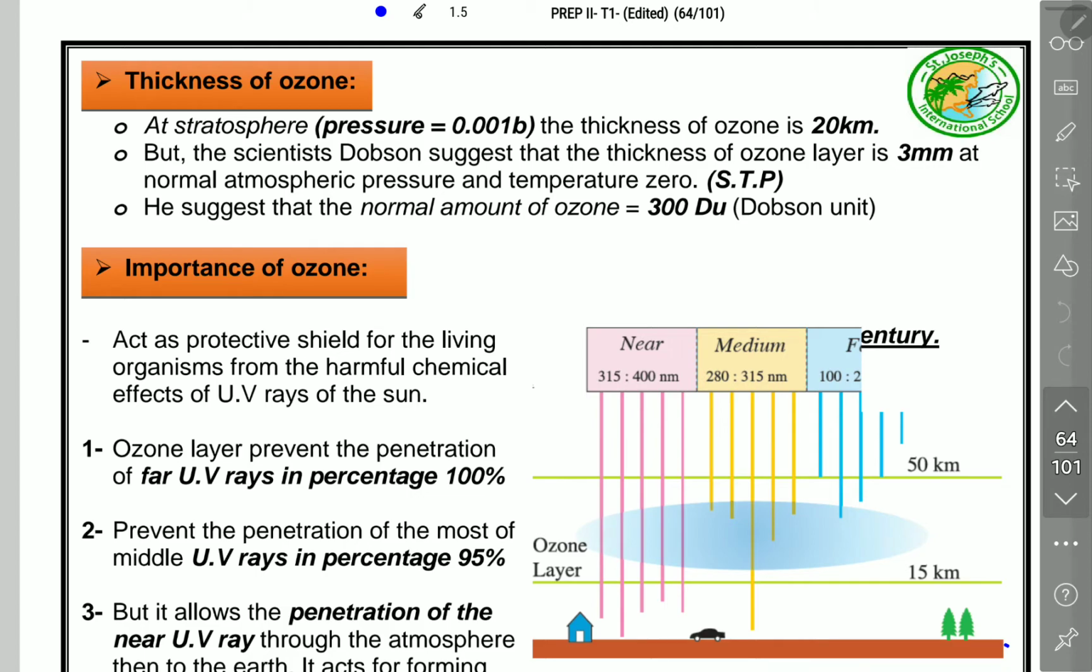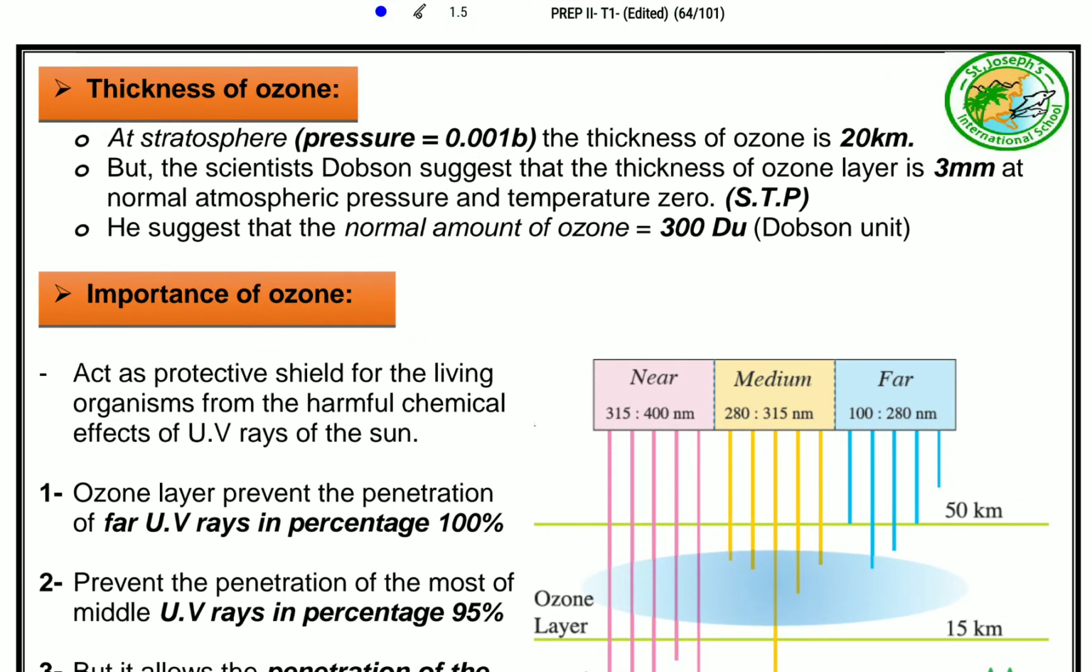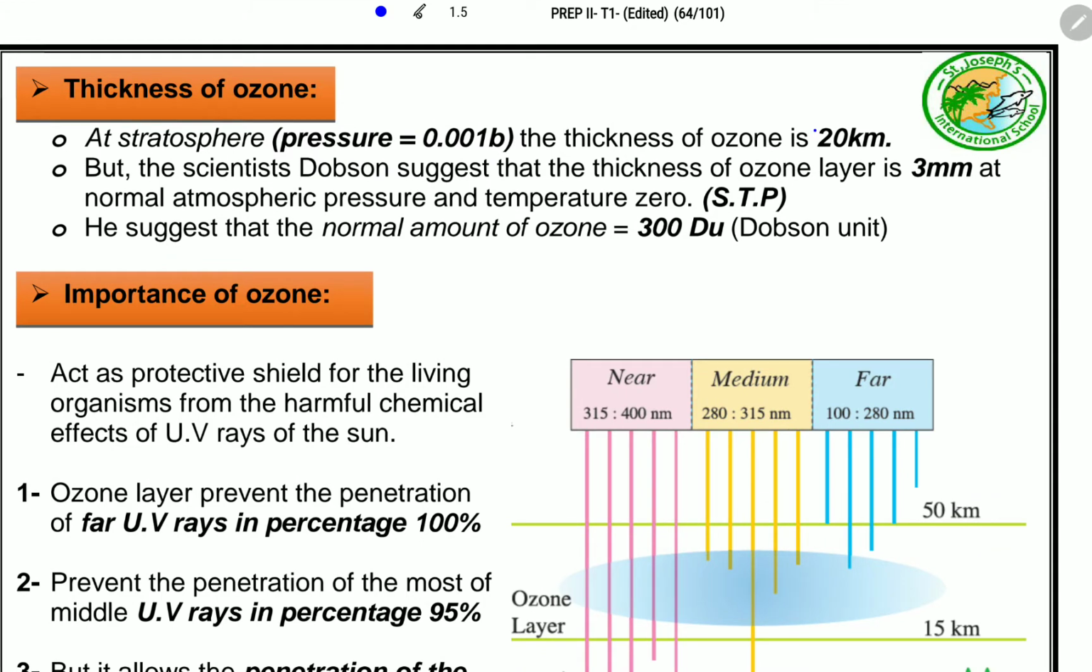Thickness of the ozone layer. The real thickness of the ozone layer is 20 kilometers. But according to a scientist called Dobson, he suggested that the thickness of the ozone layer becomes 3 millimeters if we apply some conditions on this area, and these conditions are called STP, which means standard temperature and normal atmospheric pressure. Let us explain this part.